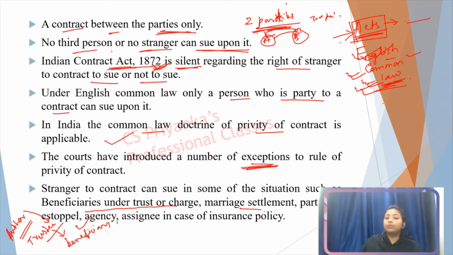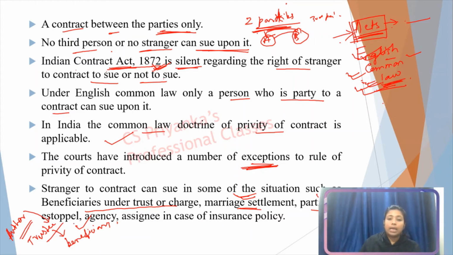Marriage settlement: in a marriage we need a witness to sign our registration paper. So in a marriage settlement also, a third party can interfere. For example, if a girl is tortured, her father has the right to file a case against the in-laws. Partition is also like that. It is a partition between family members or husband and wife. Here also a third party can interfere.